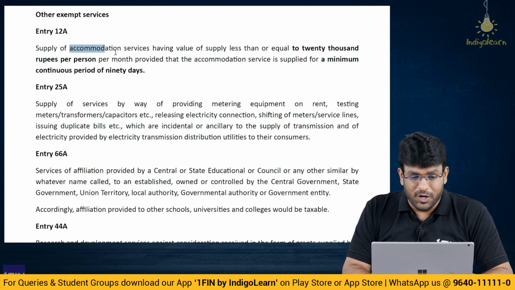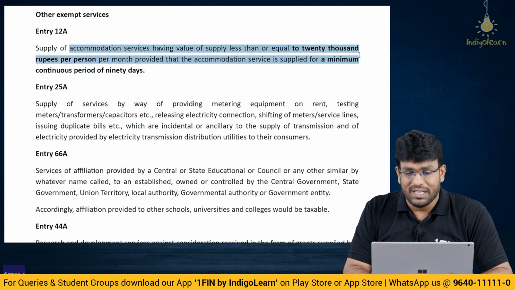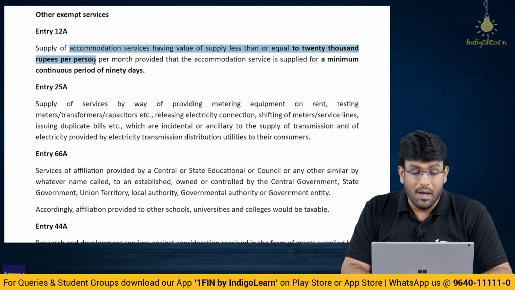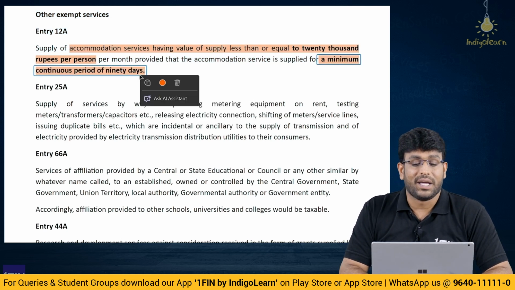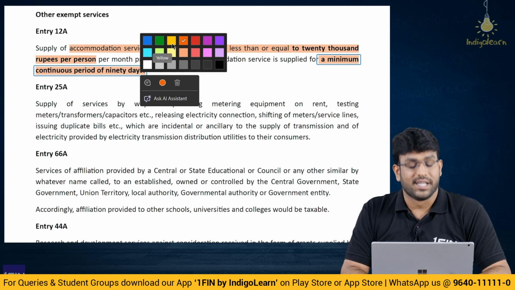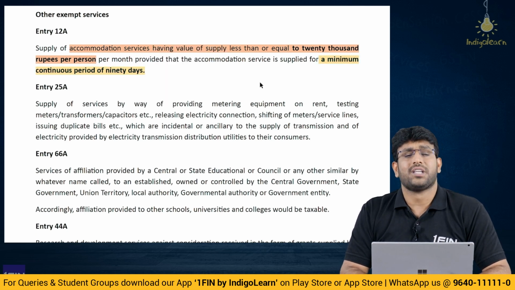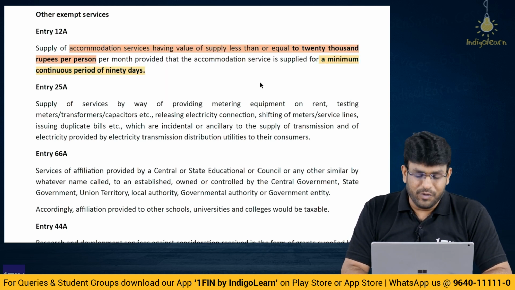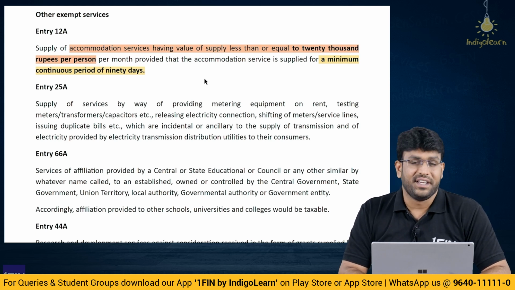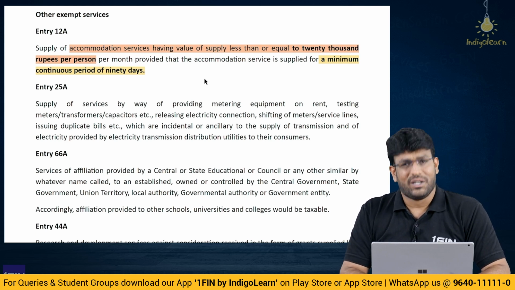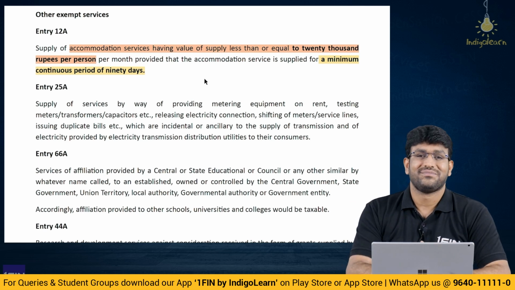Service of supply of accommodation service having value of supply less than or equal to 25,000 rupees per person per month, provided accommodation is supplied for a minimum continuous period of 90 days. That is, minimum 90 days it is given, and the value of supply is less than or equal to 25,000, then it is exempt. So basically we are talking about hostel where the value of supply is less than or equal to 20,000 rupees and it is given for a minimum 90 days, then it is exempt. Not just hostel, maybe paying guest.